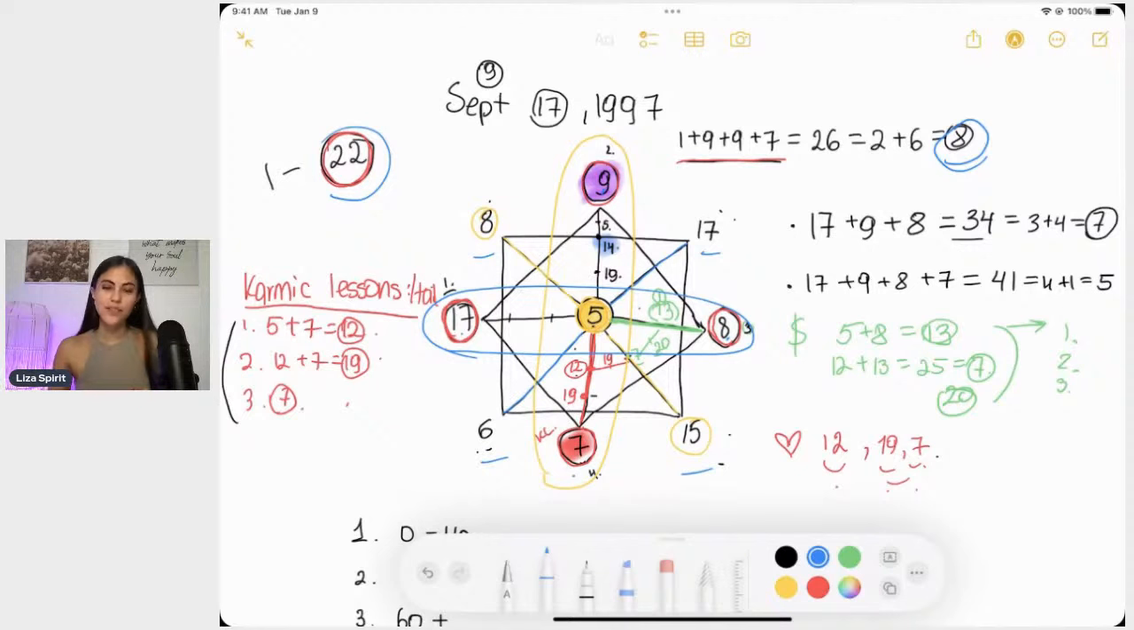7, how do we get 7? We add all those numbers. 17, you see it here. 17 plus 9 plus 8, that's it. It's 34. 3 plus 4 is 7. And the energy inside, you add all those numbers again. You already know that this is 34 plus 7, 41. 4 plus 1 is 5. That was a brief overview of how to calculate it.